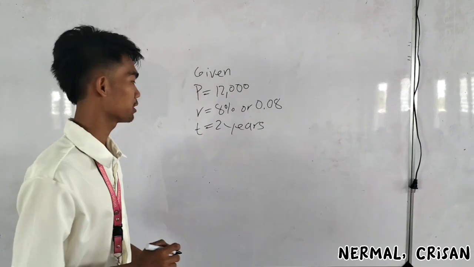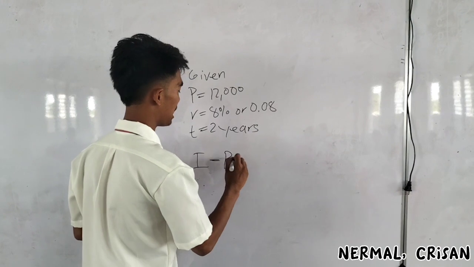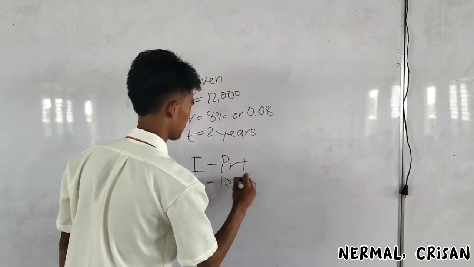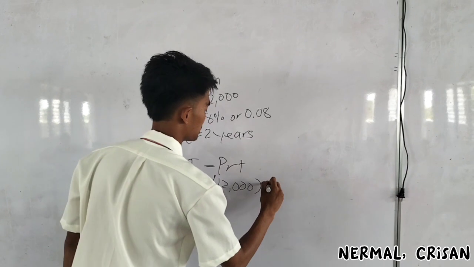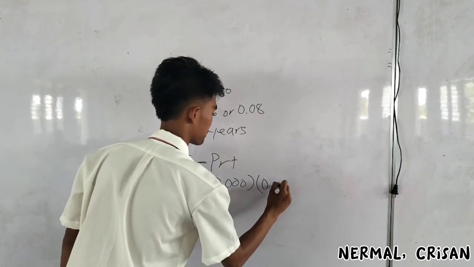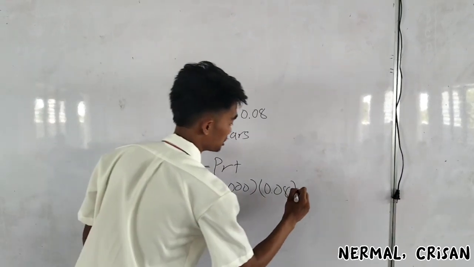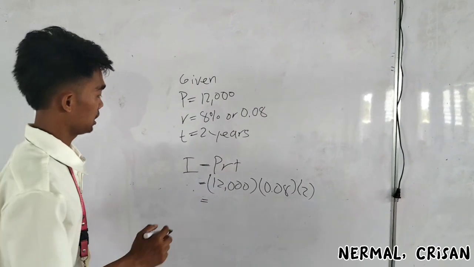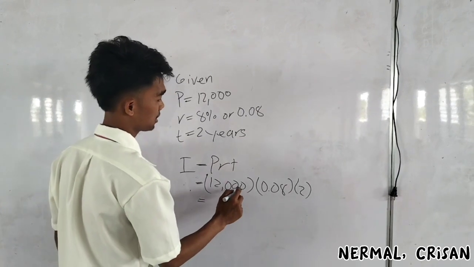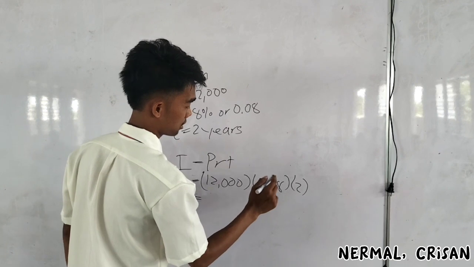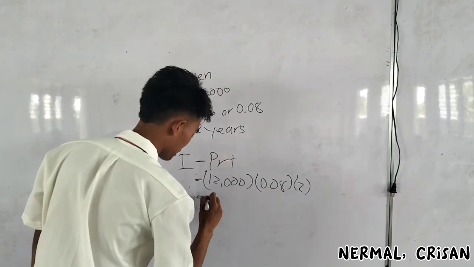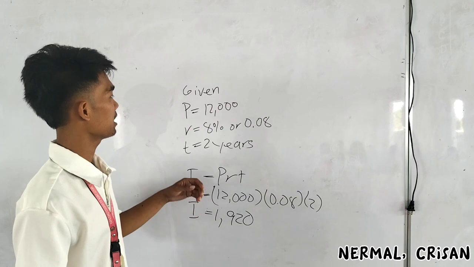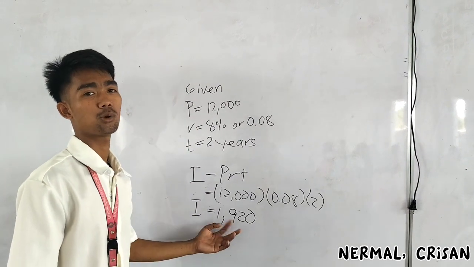So the formula we will use is interest equals PRT. The P is 12,000, the R is 0.08, and the time is 2 years, or 2. So we solve: 12,000 times 0.08 times 2 equals 1,920. That is our interest. So, the interest on 12,000 is 1,920.